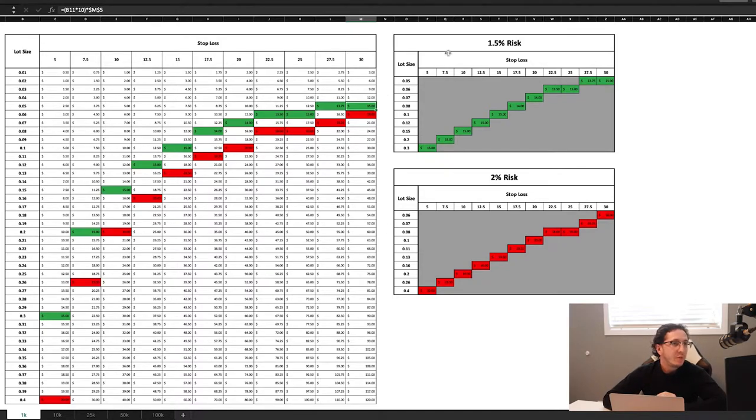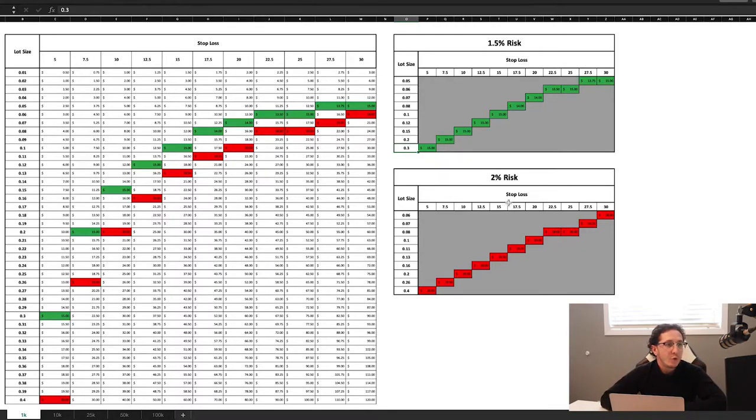So basically what I did on the right here, as you can see, I broke it down to see it a little bit easier. For a 1.5% risk, for a 5 pip stop, you can trade 0.3 lot. And then slowly as we go up, we are trading fewer units, but with a wider stop loss, all right?